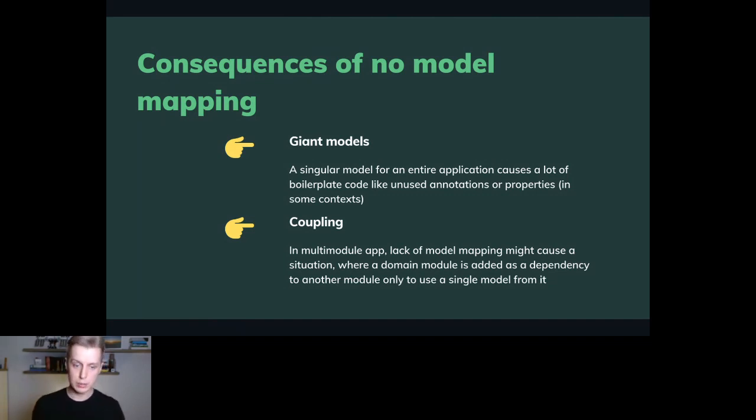But in some cases, when we have a multi-module app, we can have a weird scenario when, for example, we keep all of these models inside a single module, and we want to use one single particular model. We need to add the entire module as a dependency to use only a single model. So you probably feel that this is a very inefficient way to use models, right? So we should definitely avoid that.